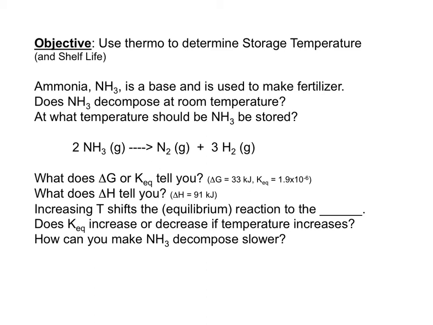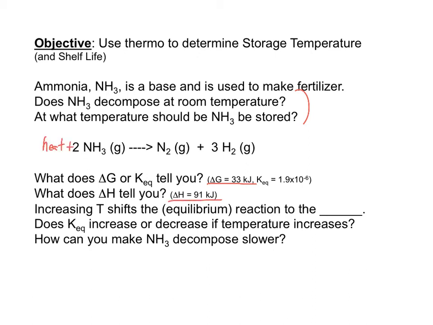Ammonia is a base and used to make fertilizer, so stop the video and answer these two questions. So here are the answers. For the first question, ammonia does not decompose at room temperature. At 25 degrees, delta G is positive. For the second question, ammonia should be stored at low temperature. Note that delta H is positive.